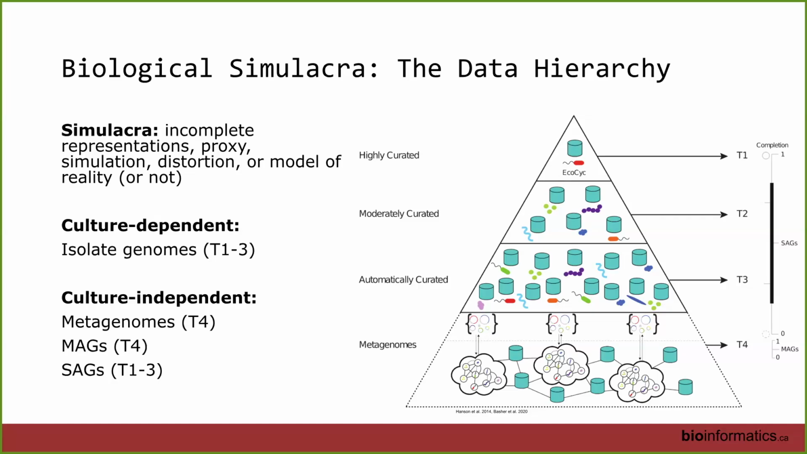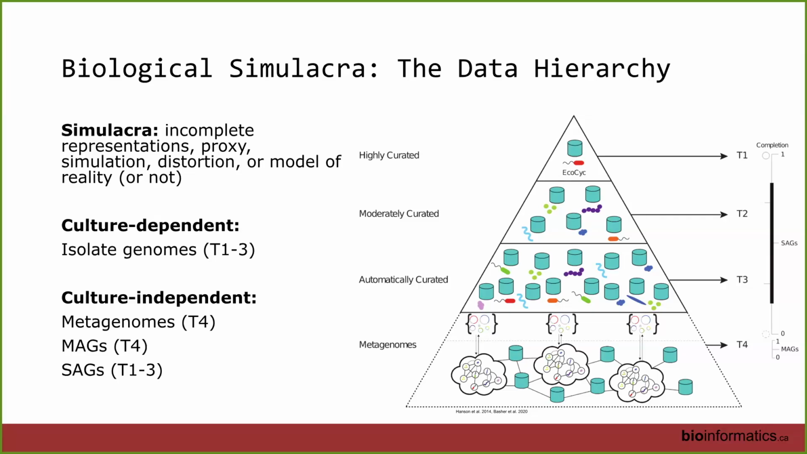So the data hierarchy starts at the top with highly known and studied organisms, such as E. coli, which is arguably one of the most well-known microbes on the planet. We have lots and lots of information. It's highly curated. We have lots of research in lab, in silico, in the field for understanding E. coli. So it gets the T1 designation. There are very few T1s out there.